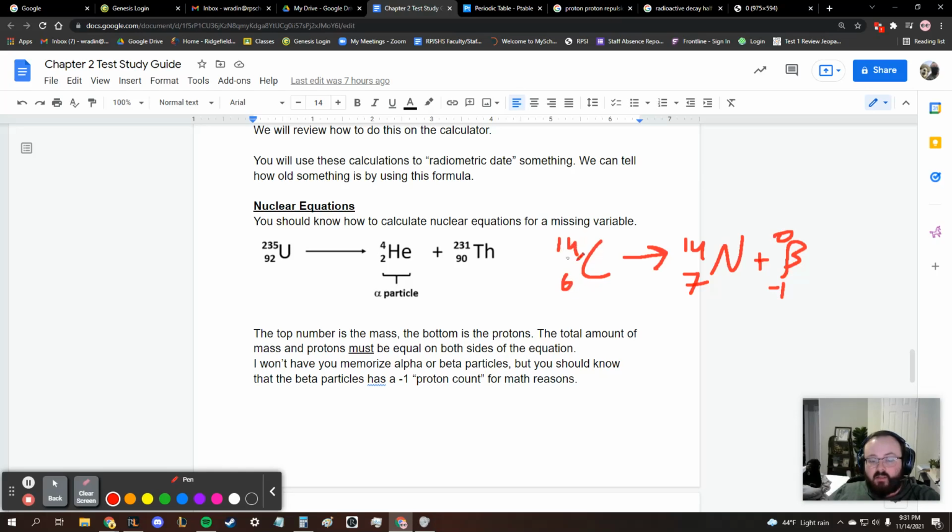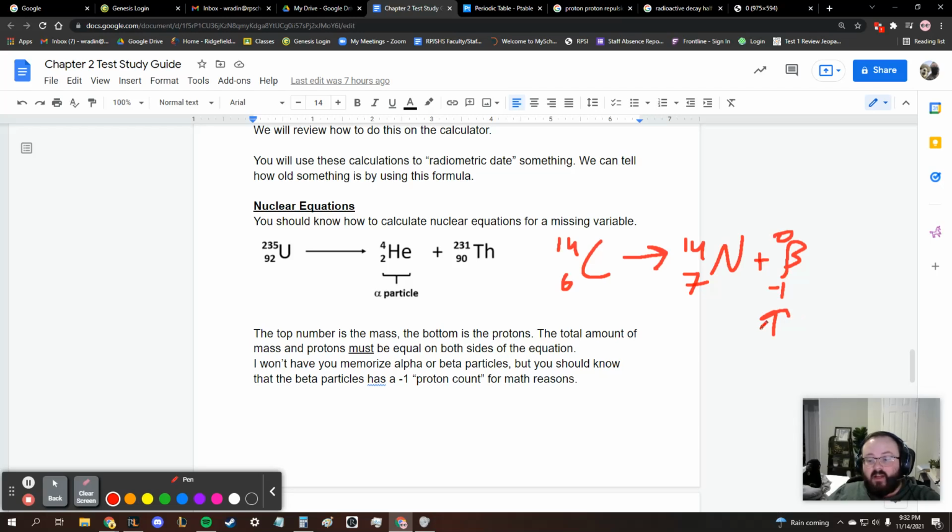One of these neutrons, carbon 14 has 8 neutrons, turns into a proton. So the mass number here stays the same. An electron, we say it doesn't have a mass number. That's the assumption, it doesn't have a mass, even though it's just very, very small. So we start with 6 protons in carbon, and because one of those neutrons turns into a proton, we now have 7.